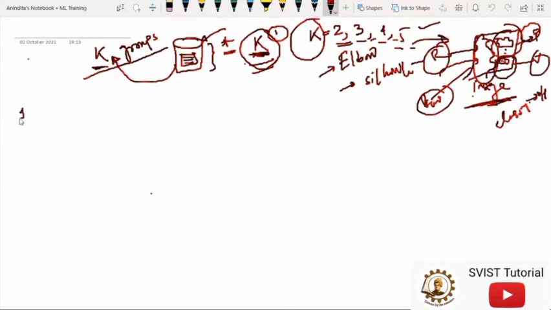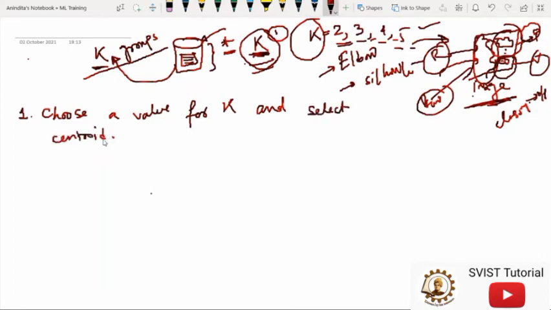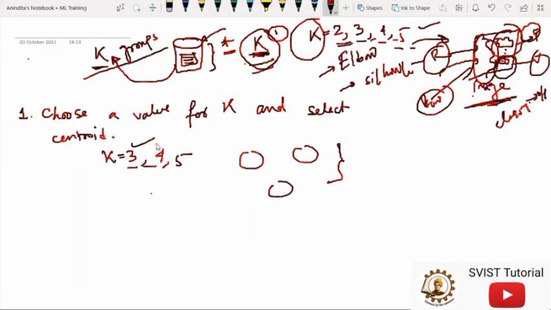So let's start from step 1. What is step 1? Step 1 means we have to choose a value for k, and also we have to select centroids. The first step of K-means clustering is to determine the value of k, that is the number of clusters you want to group your dataset into. So I need 3 clusters, 4 clusters, 5 clusters, whatever number of clusters you need as an output, this must be set previously.